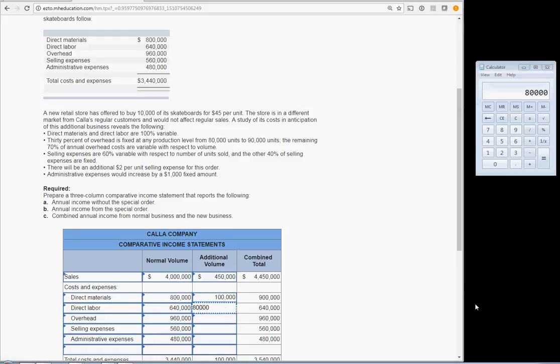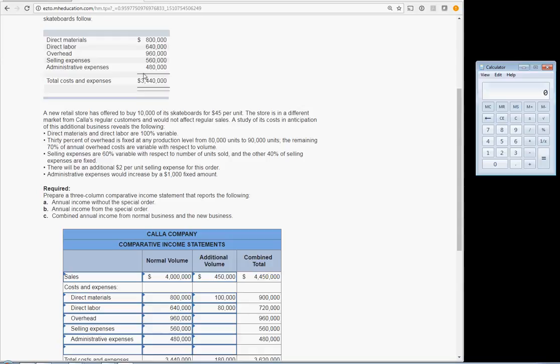Then I get down to my overhead. Well, I could take the whole 960,000 back, but I think there might be something else I need to look at, and it's right here. It says 30% of overhead is fixed at any production level from 80,000 to 90,000. The remaining 70% of annual overhead costs are variable with respect to volume.